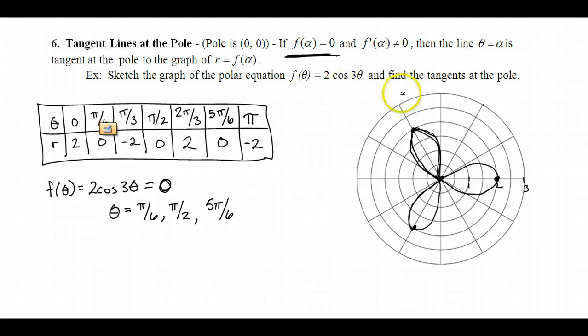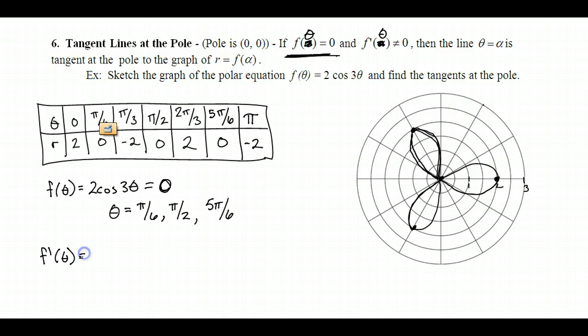Well, in order for this to have a tangent at the pole, when you plug these theta values, so I'm basically calling alpha, I'm just calling it theta instead, which is fine, it represents an angle. If I plug them into the derivative and they do not equal 0, then these lines would be tangents at the pole. This is why it's weird to say theta equals theta. So I have to take the derivative.